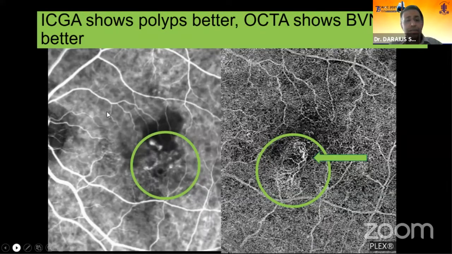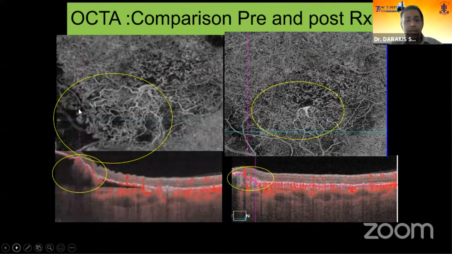So this is a patient, we can see the pre-therapy BVN and the polyps, and on the structural OCT, you can see the raised lesion and the flow in the polyps also. And after therapy, you can see it is resolved quite well.